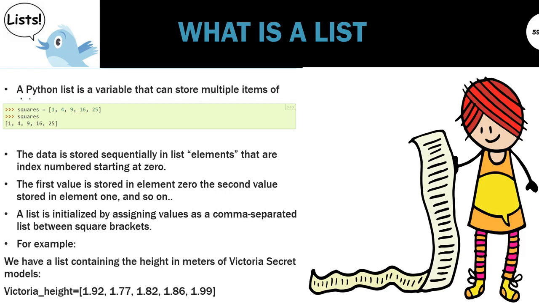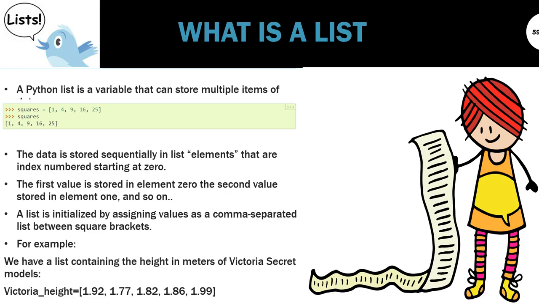Remember that lists are always data stored in square brackets. A list is always initialized by assigning values as a comma separated list between square brackets. So if you had squares assigned to parentheses 1, 4, 9, 16, 25 parentheses, that would not be a list. Remember, lists always have square brackets.